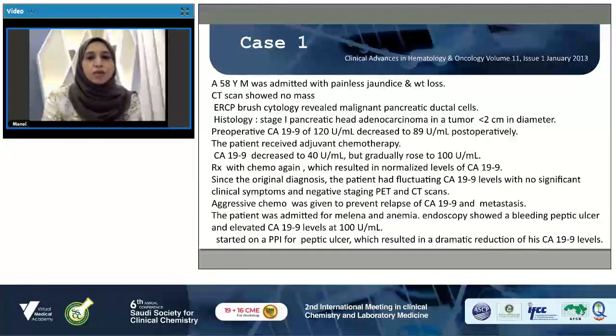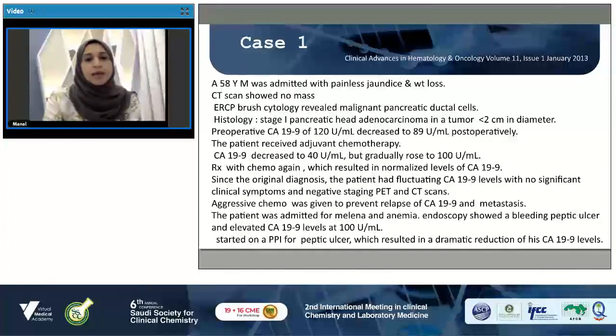His CT scan showed no mass. He went through ERCP brush cytology, which revealed some malignant pancreatic ductal cells. The histology proved stage 1 pancreatic head adenocarcinoma in a tumor less than 2 centimeters in diameter. The preoperative CA19.9 was around 120 and dropped to 89 post-operatively. So the patient received adjuvant chemotherapy.